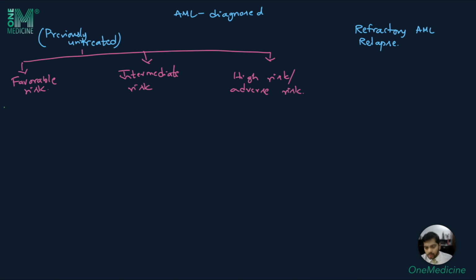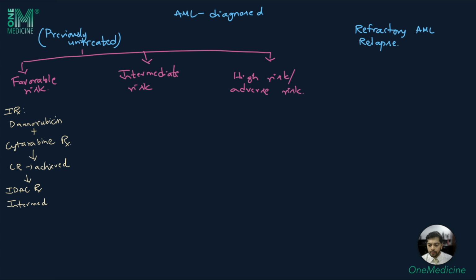For favorable risk, the induction therapy can be started with daunorubicin plus cytarabine based therapy. If complete remission is achieved, the patient can be continued on IDAC therapy, that is intermediate dose cytarabine therapy.